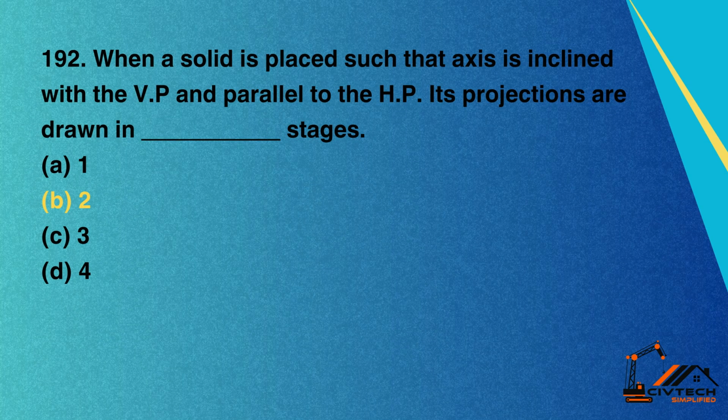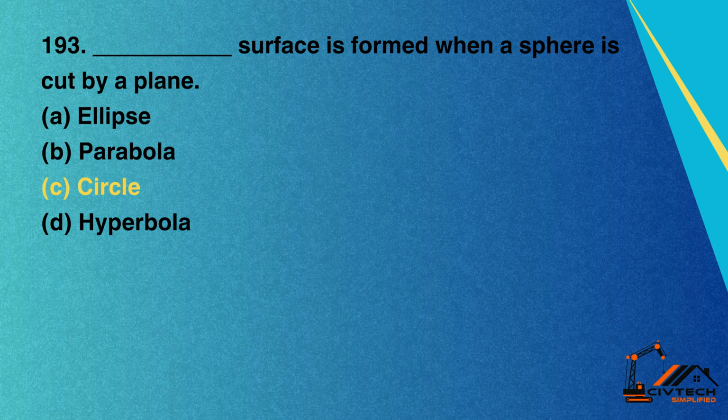192. When a solid is placed such that axis is inclined with the VP and parallel to the HP, its projections are drawn in stages. A. 1. B. 2. C. 3. D. 4. Correct option: B, 2.